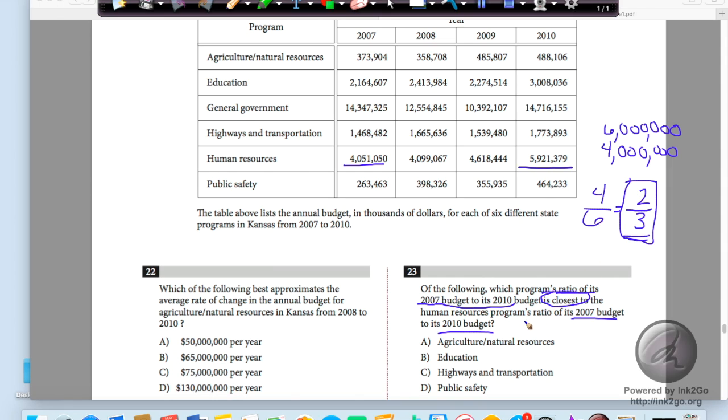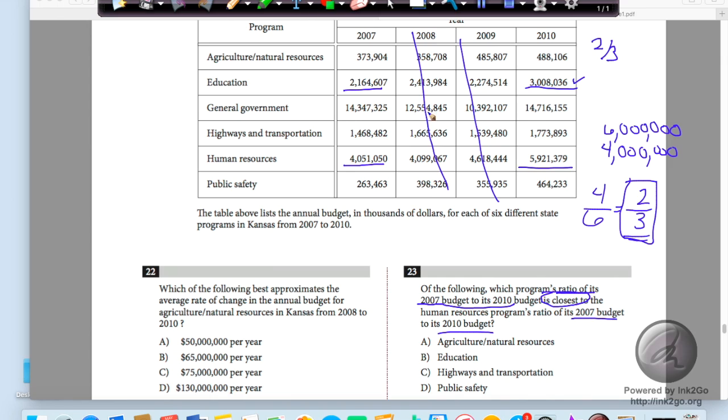Now I want to find a program with its 2007 budget and its 2010 budget. So I'm going to get rid of these, because I don't want to get complicated with 2008 and 2009. I want to find another ratio that's essentially 2/3, something pretty straightforward. So I'm looking here. No, that seems like a 3 to a 5, or a 4 to a 5. Here it looks like 2 million. Here's 3 million. Whoop, we may have a winner. That may be the best possible answer.